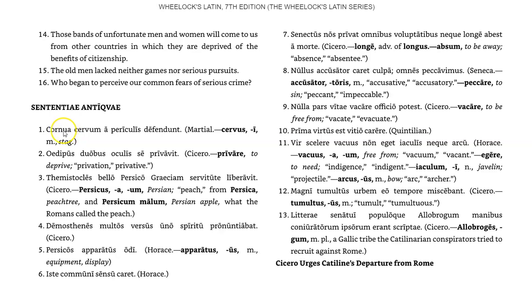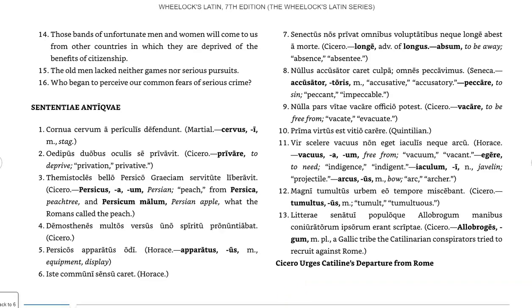So here's our subject, cornua. This is a neuter noun, so this is going to be a second declension neuter, I believe. So the horns defend the stag. The stag is the deer. And then from dangers. Here, periculum also is a neuter noun.